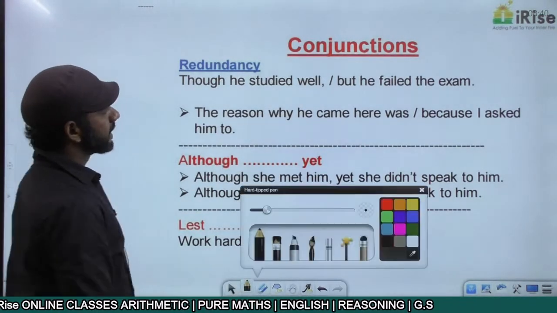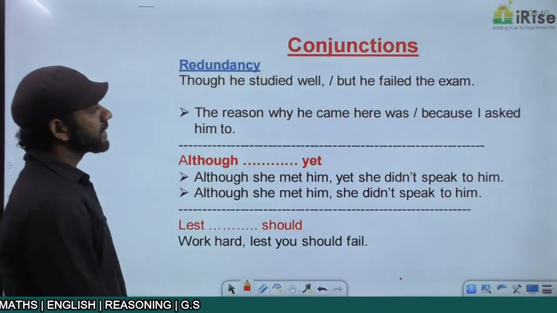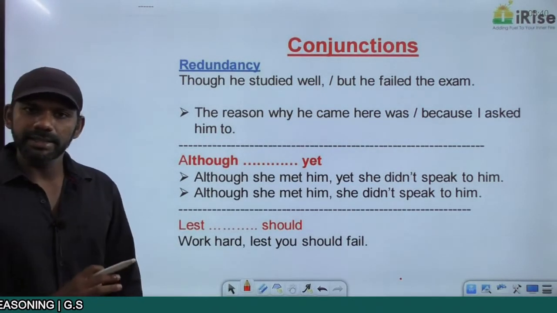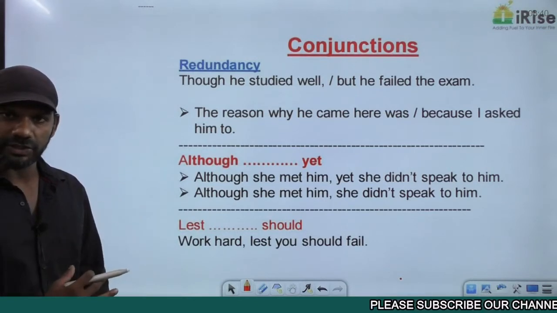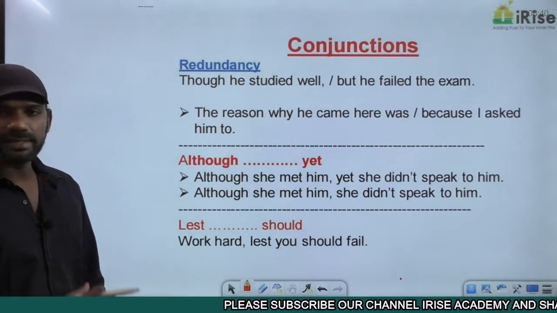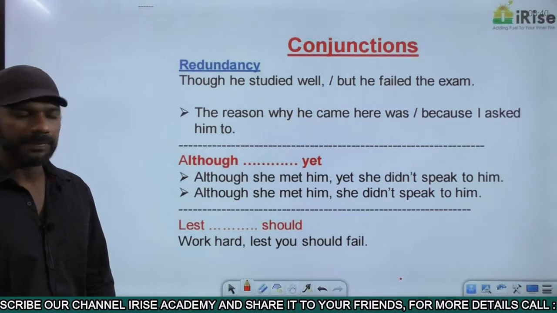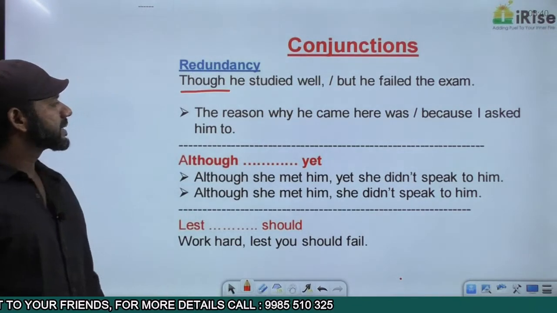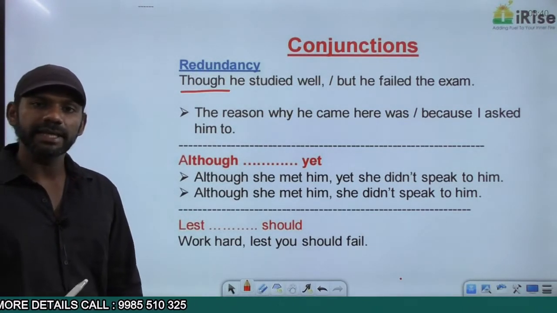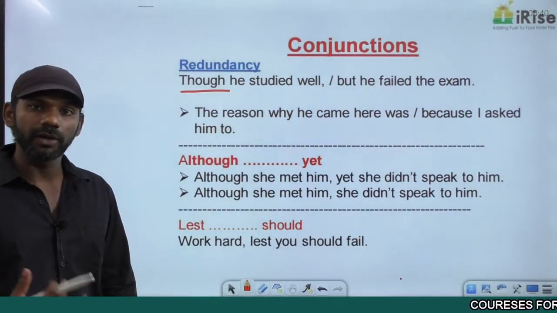Though he studied well, but he failed the exam. Now this sentence is divided into two parts shown by the slash. Though he studied well is the first idea, but he failed the exam, the second part. Though is a contrast indicator. I gave you the list of indicators. I told you we should not miss any indicator while reading. The indicators deserve utmost importance while reading.